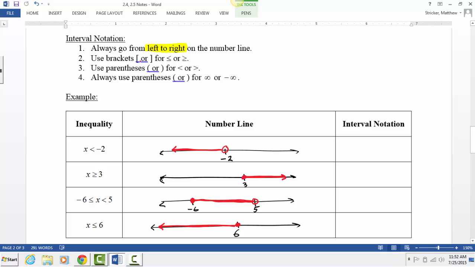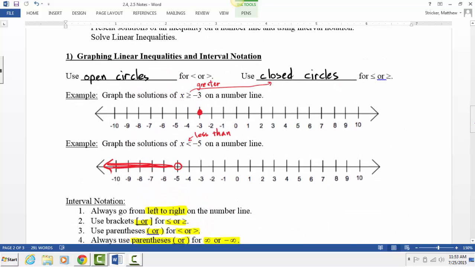Also notice that we use brackets when we have equal to, and we use parentheses when it's just less than or greater than, without the equal to. And then we always use parentheses for infinity or negative infinity. Now the concept of infinity and negative infinity is that on the number line, we always go out to the right. In fact, let's come back up here to our big one. 0 is right smack dab in the middle. But out to the right is the positive numbers, so if we just continue out forever, that would be positive infinity.